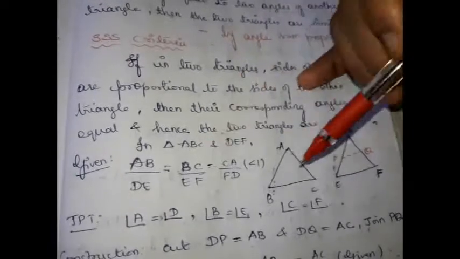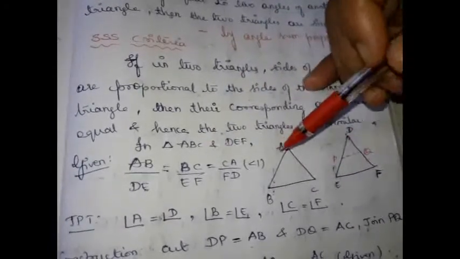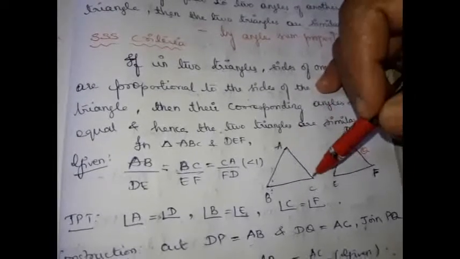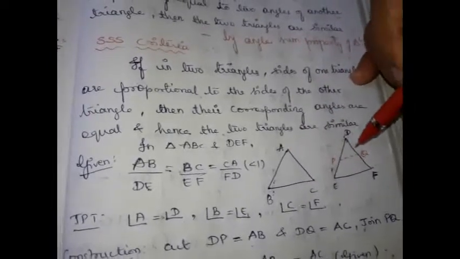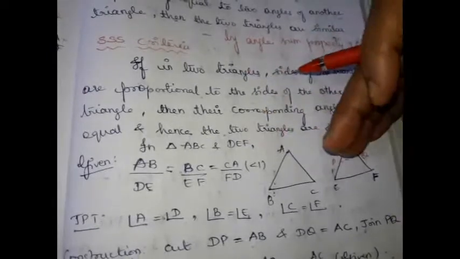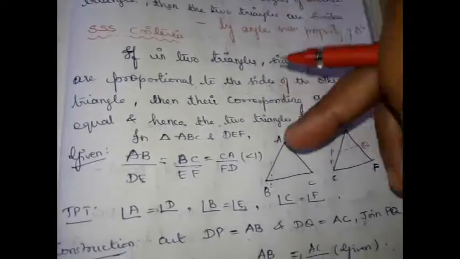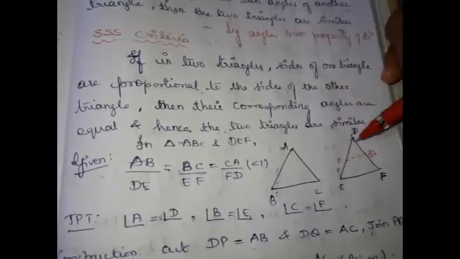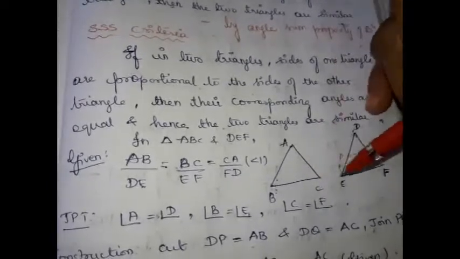So what is given? AB by DE equals BC by EF equals CA by FD, which means the sides are in proportion, which is given in the theorem. We need to prove the corresponding angles are equal. Angle A equals angle D, angle B equals angle E, angle C equals angle F. This is what we need to prove.